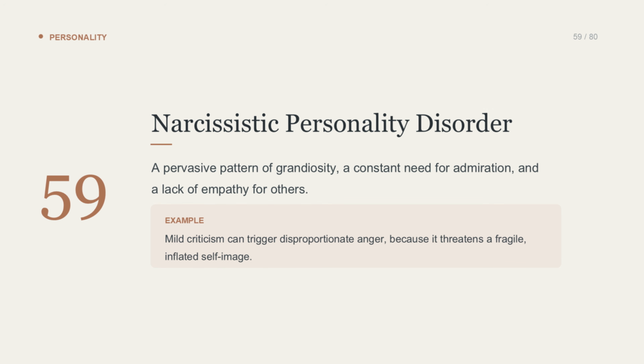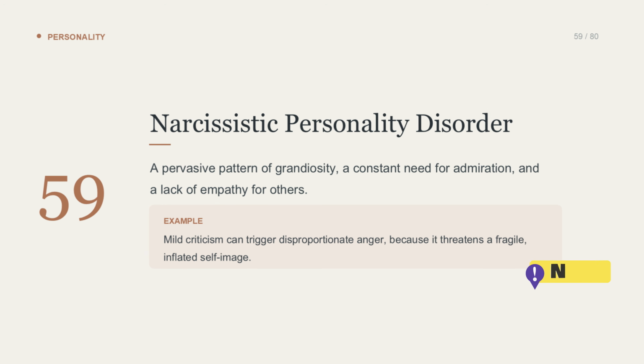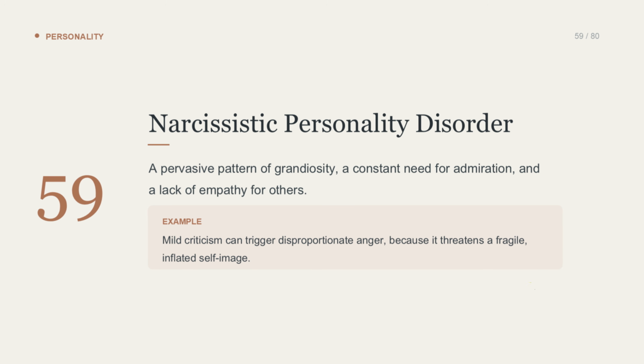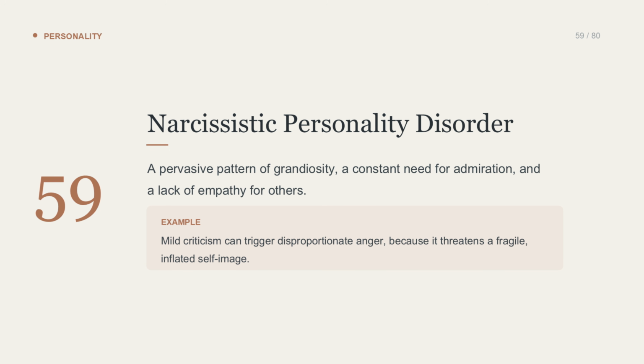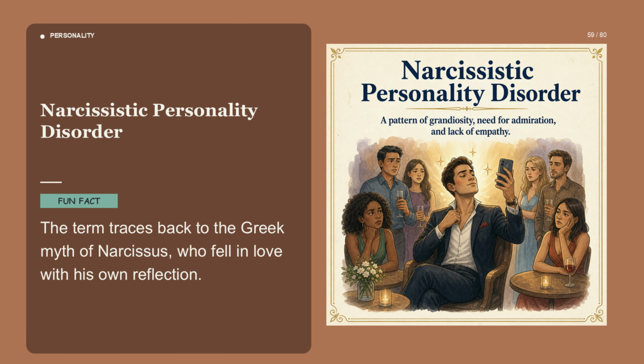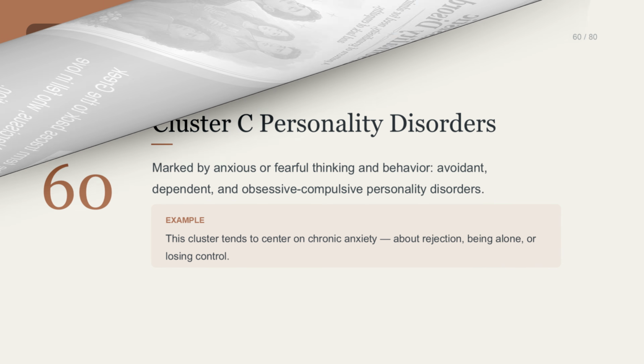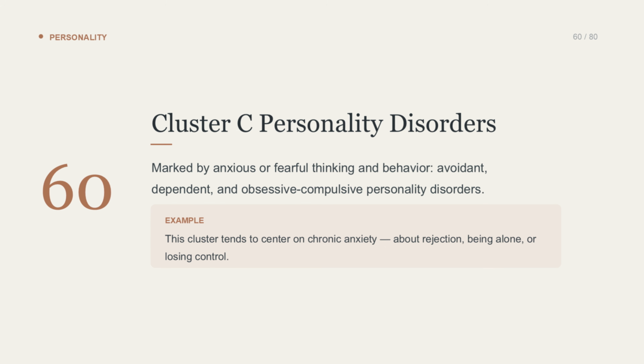59. Narcissistic personality disorder. Narcissistic personality disorder involves a pervasive pattern of grandiosity, a constant need for admiration, and a lack of empathy for others. For example, someone with this disorder might react to mild criticism with disproportionate anger because it threatens a fragile, inflated self-image. 60. Cluster C personality disorders.